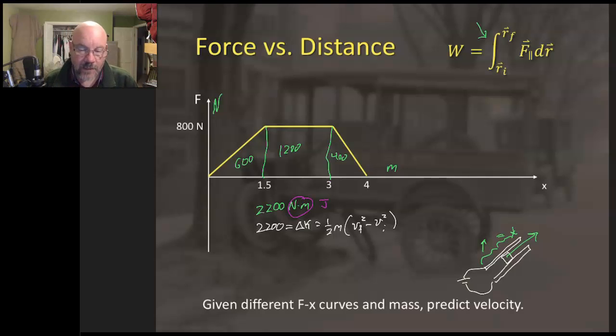Of course, we need initial speed too. Maybe we'll just throw some numbers in there just for fun. Let's suppose our mass is 10. That'll be easy to work with. And our initial speed, let's start from rest.